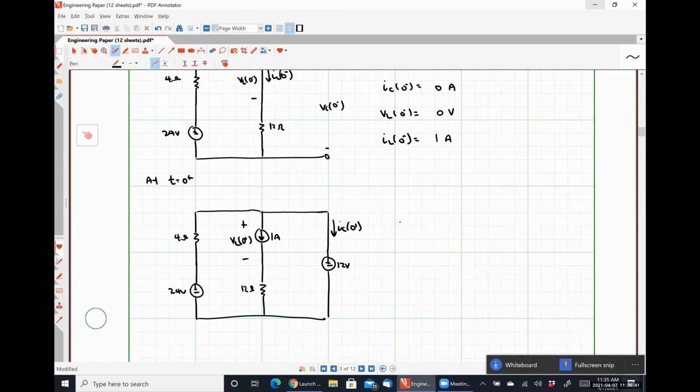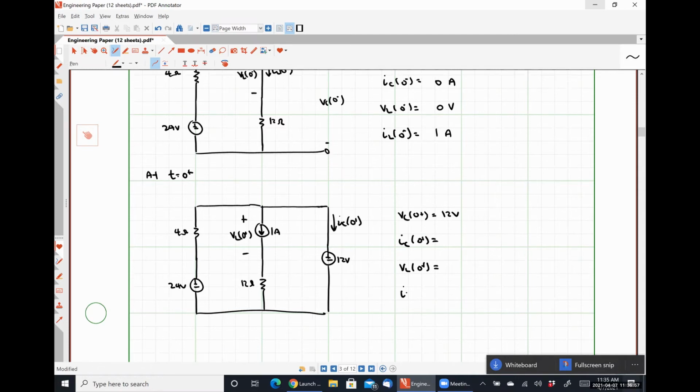So, just to be clear, we need VC at 0 plus, which we know has to be 12 volts. We need to determine IC at 0 plus. We need to determine VL at 0 plus, and we know that IL at 0 plus has to be equal to 1 amp. And we know those two quantities because those quantities cannot change abruptly.